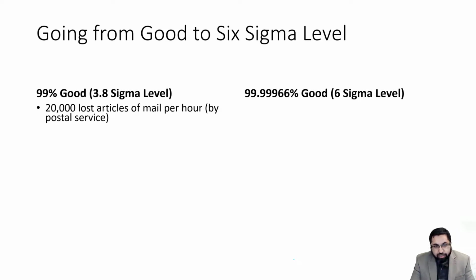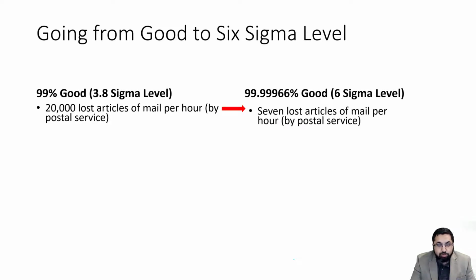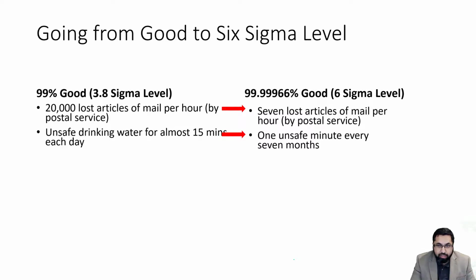If the post office operated at a 3.8 sigma level, they would lose 20,000 pieces of mail every single hour. At 6 sigma level, they will only lose 7 pieces of mail per hour. If you had your water supply at a 3.8 sigma level, you would have unsafe drinking water for 15 minutes every day. With 6 sigma, it's 1 unsafe minute every 7 months.